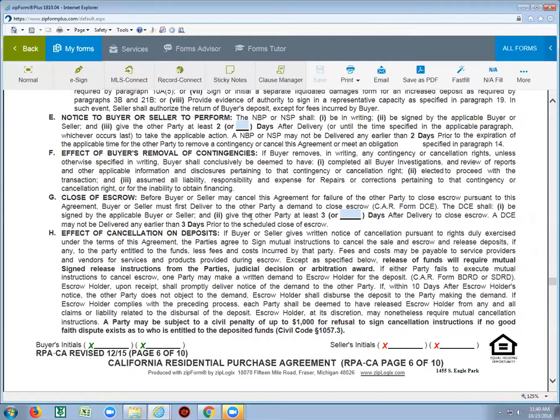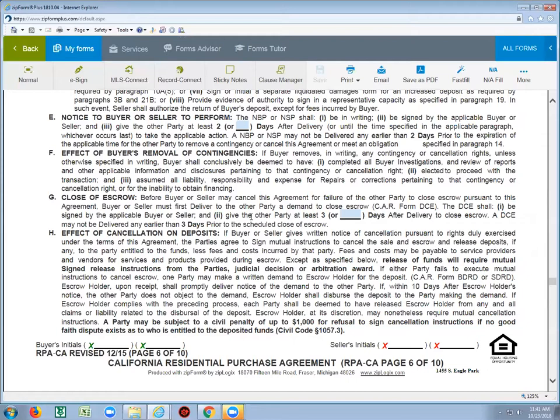But this one, they didn't really specify as NBP or NSP. So if you change to 1 day, that means the seller can also give you the notice buyer to perform in 1 day. So I'd rather not change that. I mean, if you really want to do it longer, like 3 days, okay, it's your choice. But I'd rather leave the default 2 days. Don't shorten the time period. Because if you want a seller to perform, you may end up with the seller also wanting you to perform within 1 day, because you changed it to 1 day.